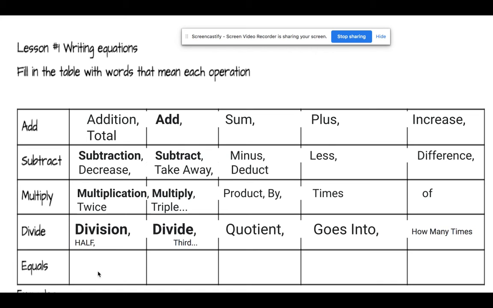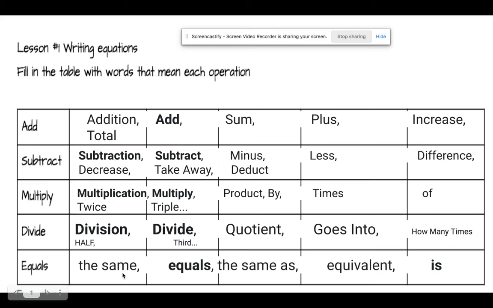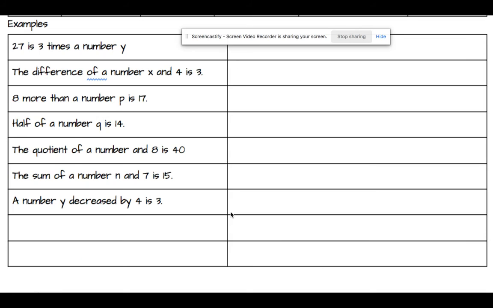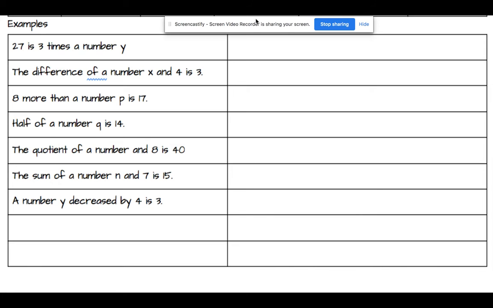Equals, some of the words that we often see for equals are things like the same, equals, the same as, equivalent, or is. Is a big one. Whenever you see that is, that means that's an equal sign. Okay? So, next page. Some examples that we have is 27 is 3 times a number y.